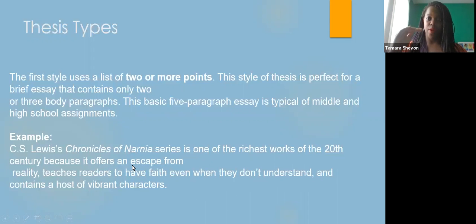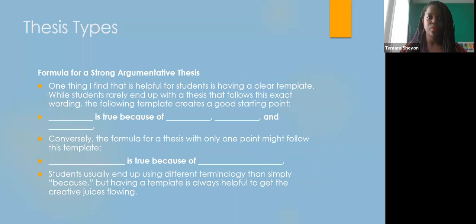So the first body paragraph would be talking about how it offers an escape from reality. Teaches readers to have faith even when they don't understand. So that would be the second body paragraph, talking about how you have faith throughout the whole course of the work of the Chronicles of Narnia. Even when you don't understand, you're having faith that things are going to work out. And contains a host of vibrant characters. So the last paragraph before the conclusion would be all about how great and how vibrant these characters are.